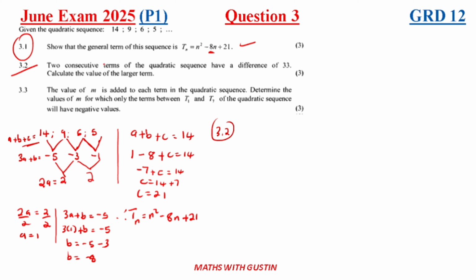Right, 3.2 said two consecutive terms of a quadratic sequence have a first difference of 33. So basically what they're asking us is, they said what? Calculate the value of the larger term. So now they are saying that while they are busy with this quadratic pattern, they minus this term and this term here. We don't know what they are, but we know that they give this difference here, it's equals to 33. So now they are saying some term here which we don't know and some term here which we don't know give us a difference of 33.